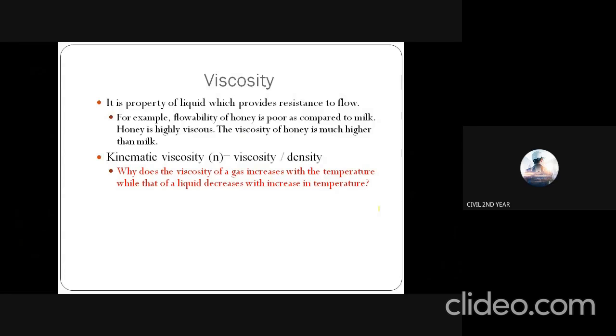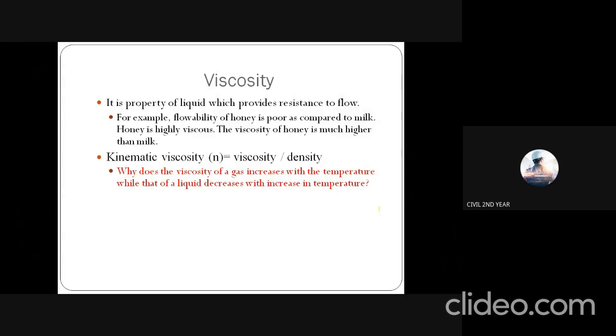If you drop water on a slope, it falls down very quickly. Whereas if you drop honey on the sloping area, it comes down very slowly and touches the ground a little time later. So based upon the resistance, we can categorize fluids from higher viscosity to lower viscosity. For example, the flowability of honey is very poor as compared to milk. The viscosity of honey is much higher than milk.